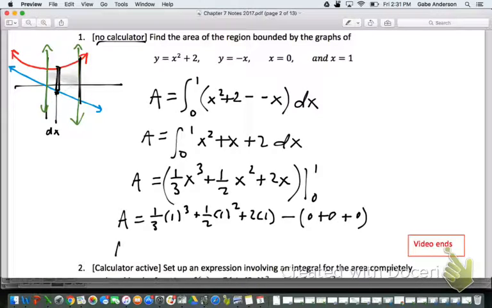Okay, then over here, we clean it up a little bit. It's going to be 1/3 plus 1/2 plus 2. The common denominator is going to be 6. So 2/6 and 3/6 is 5/6. I think it's going to be 17/6 for final answer. Let me do a better job with my 17 there. And that's it. That's going to be the area. It's the exact area. It's not any kind of an estimate. It's the exact area between those two curves on the interval from 0 to 1.